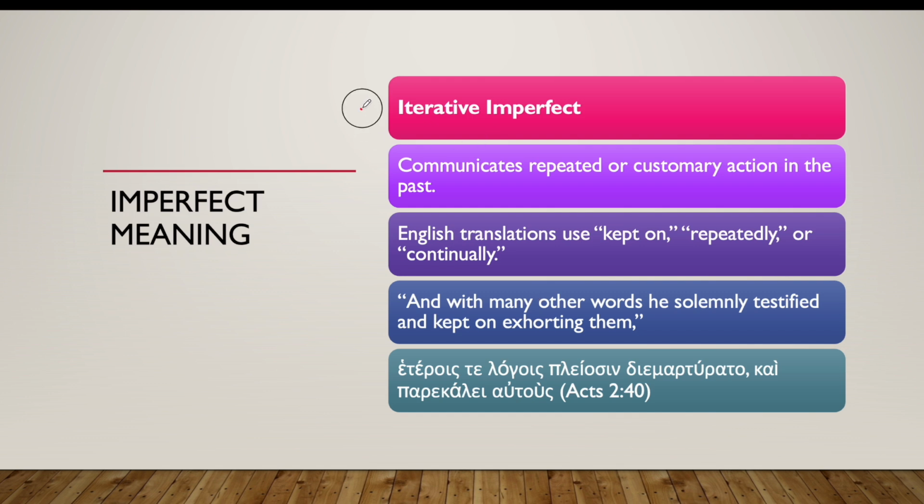And the third nuance that we find a lot with the imperfect in the New Testament is something called an iterative. And an iterative communicates a repeated or a customary action in the past, something that was done on a regular basis. Okay, so they kept on, they repeatedly, or they continually, almost the idea of habitually doing something.